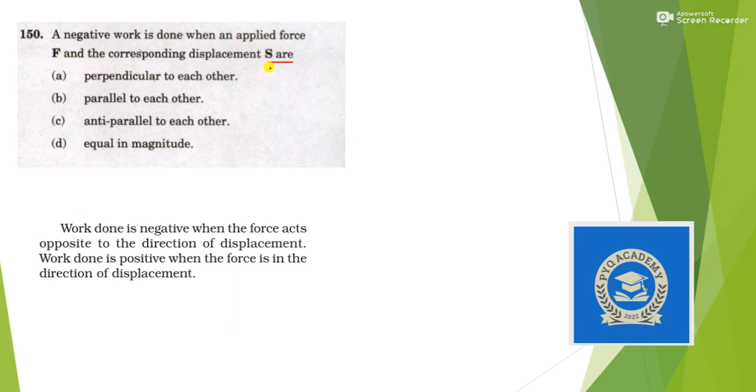It is directly given in NCERT. Suppose you don't know, but you remember the equation that work done equals Fs cos theta. Then you just need to know for what value of theta it is going to be negative. For theta equal to 180 degrees, W equals minus Fs. So there will be a negative work done.